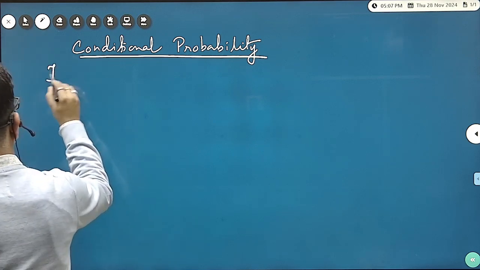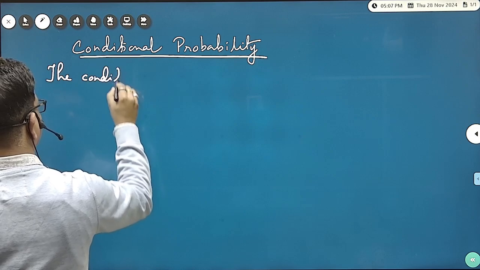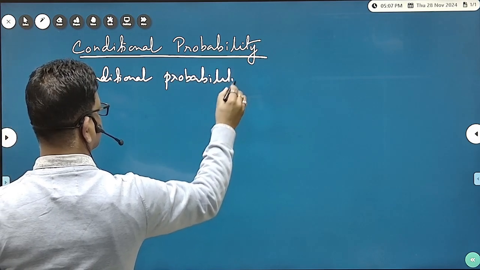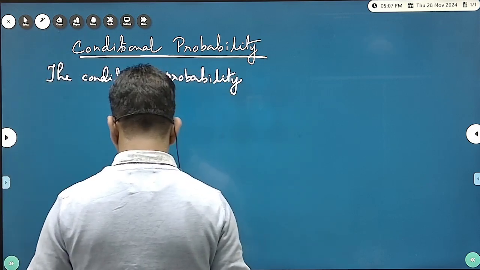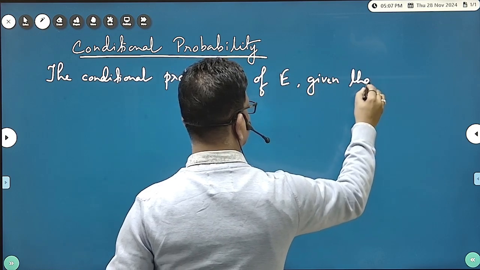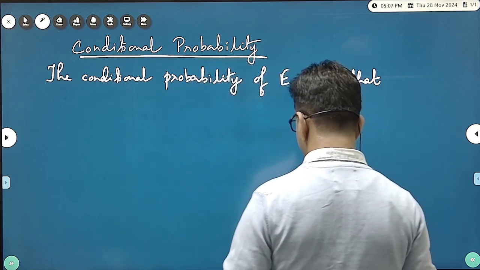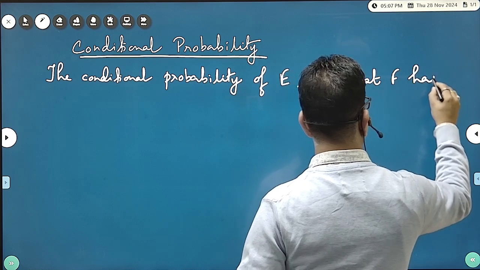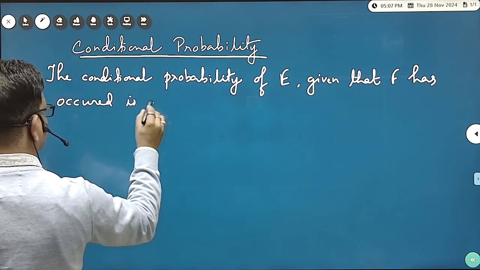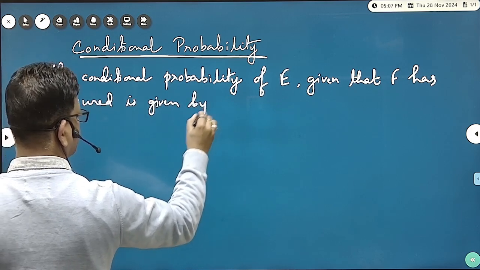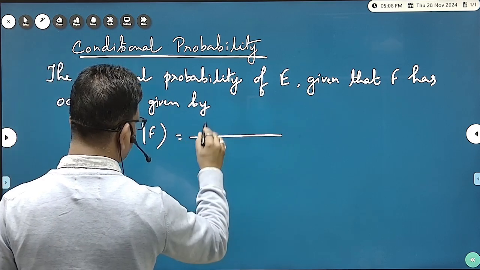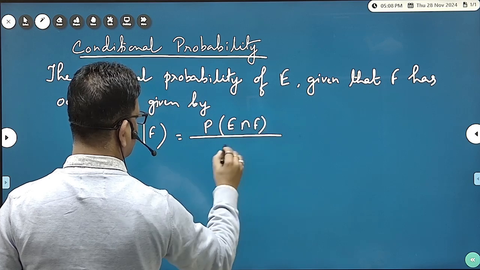The conditional probability of E given that F has occurred is given by P of E conditional on F, equal to P of E intersection F divided by P of F.